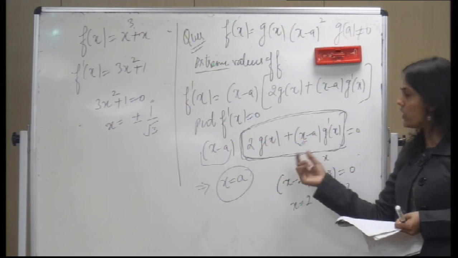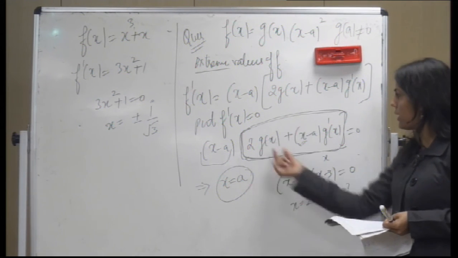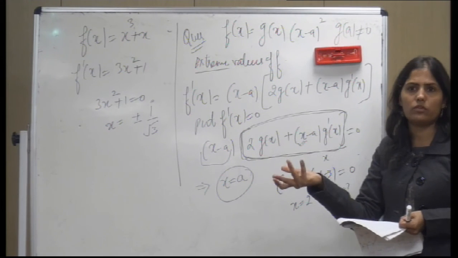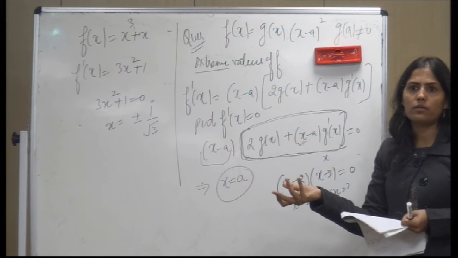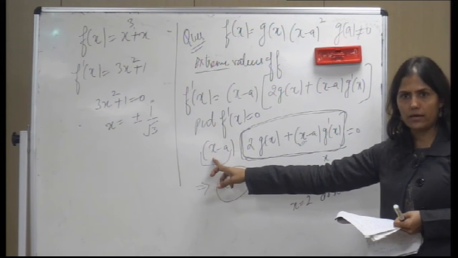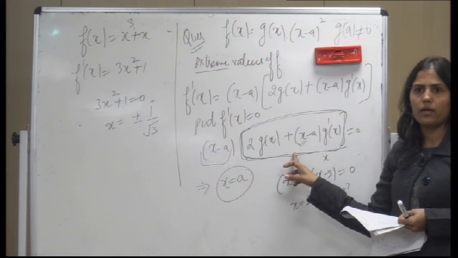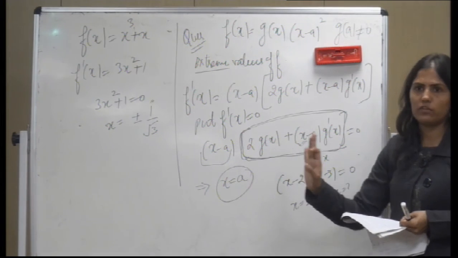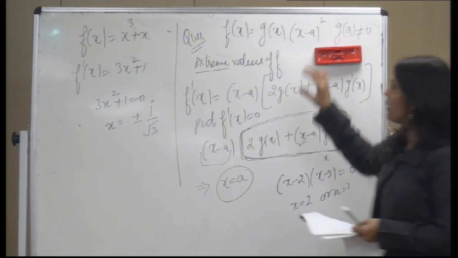Suppose ultimately you get g(x) equal to 0. So what values of x? Is it fine? Clearly this is giving me a clear point, but this term is not giving me a clear point. So at x equal to a, I will check now. This is the critical point where I can check.